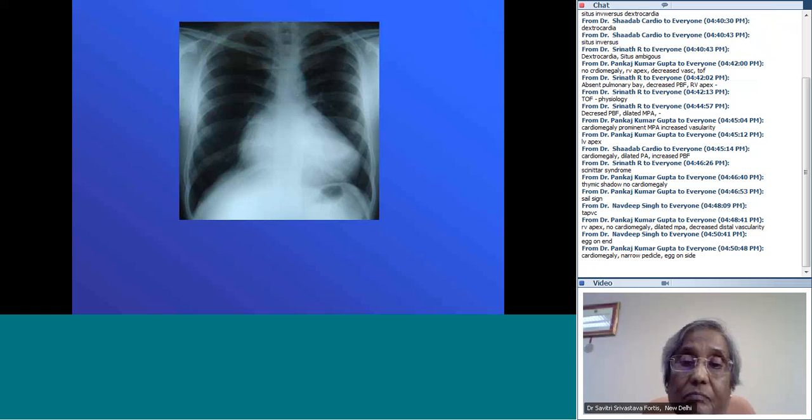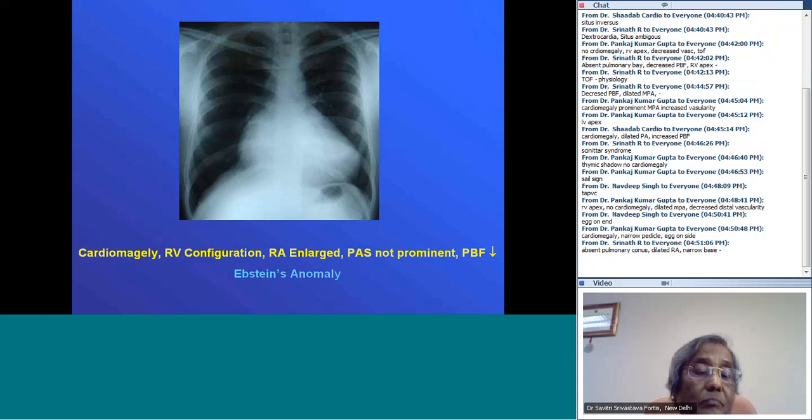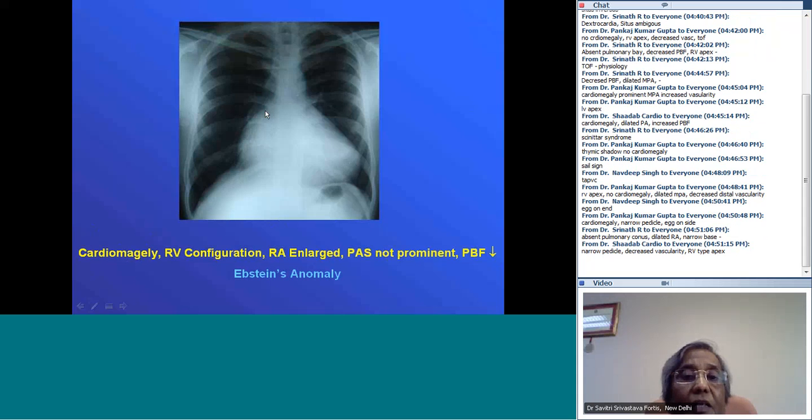This child has clearly cardiac enlargement. It is clearly right ventricular configuration and an enlarged right atrium. The pulmonary artery segment is not prominent and there is decreased pulmonary blood flow. These are the classical findings of Ebstein's anomaly.